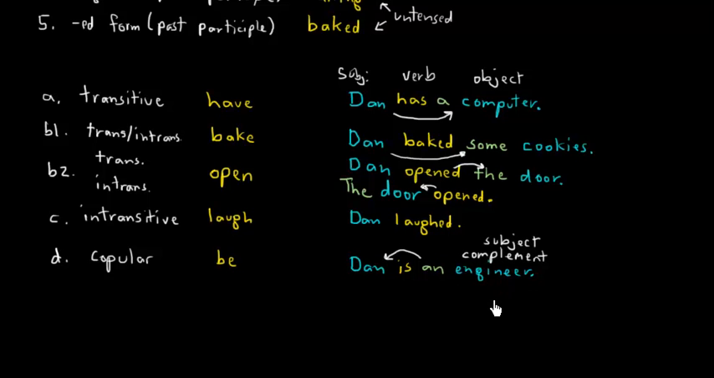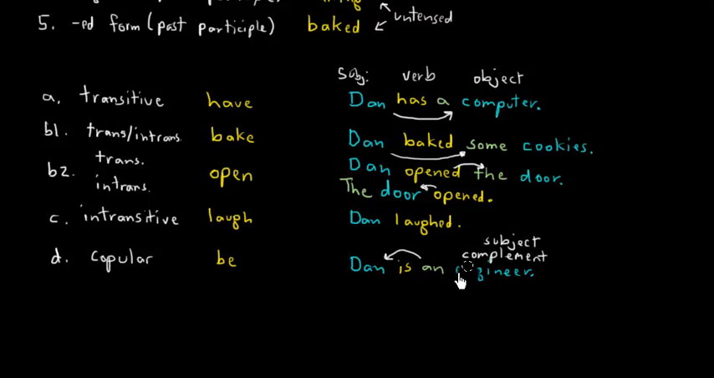And we're going to find out there's other kinds of complements that complete the thought represented by another word. And so Dan is an engineer. So here we used a noun phrase. Does it have to be a noun phrase? Well, no, actually it doesn't.